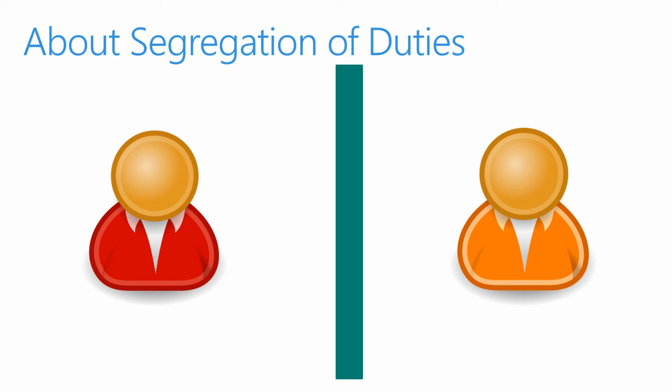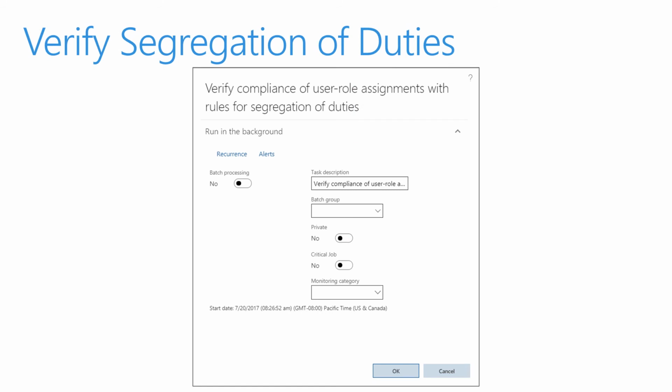Let's take a look at a demonstration of how to set up segregation of duty rules. In Talent, you can set up rules to separate tasks that must be performed by different users. Again, this concept is called segregation of duties. When the definition of the security role or the assignments of the user violate those rules, the conflicts are logged, and you must resolve those.